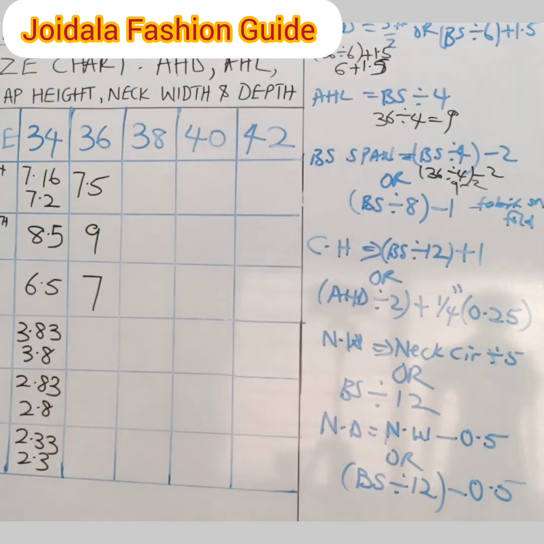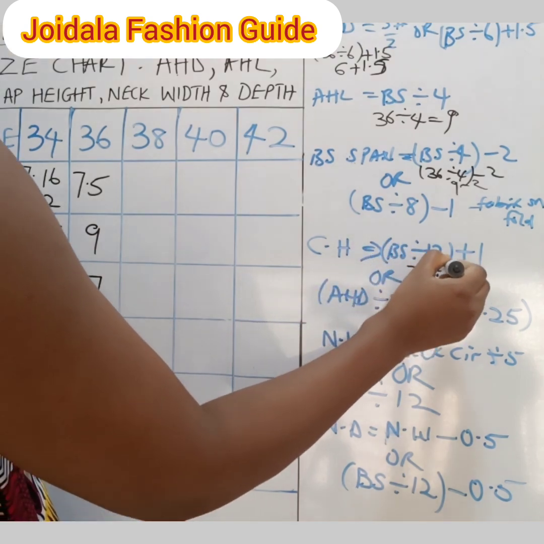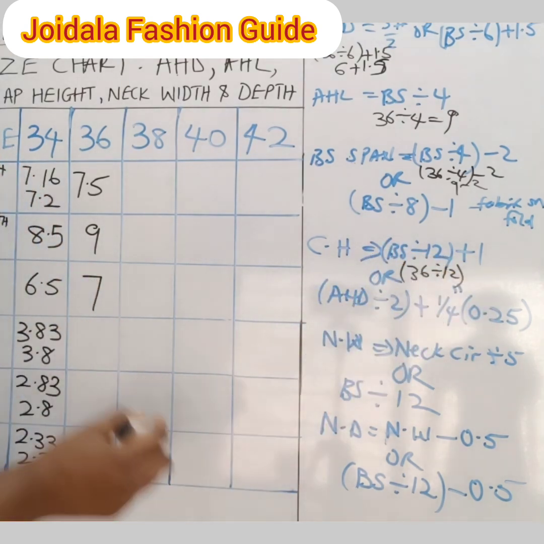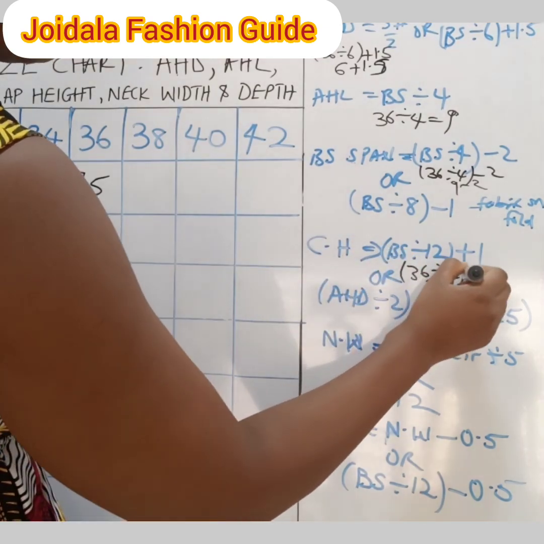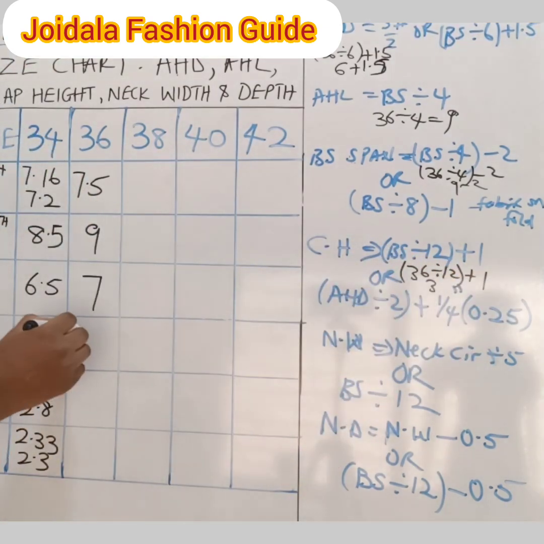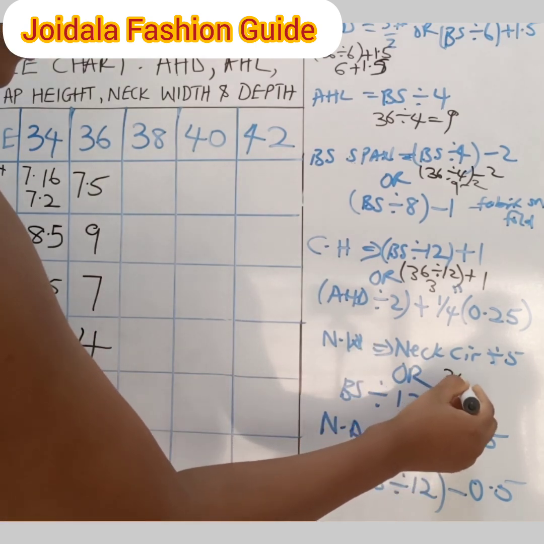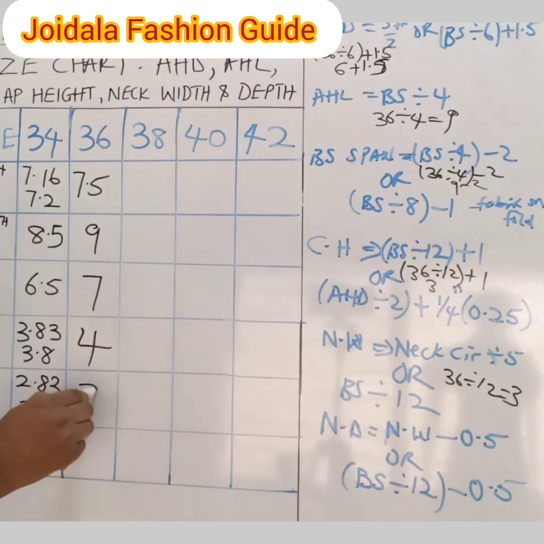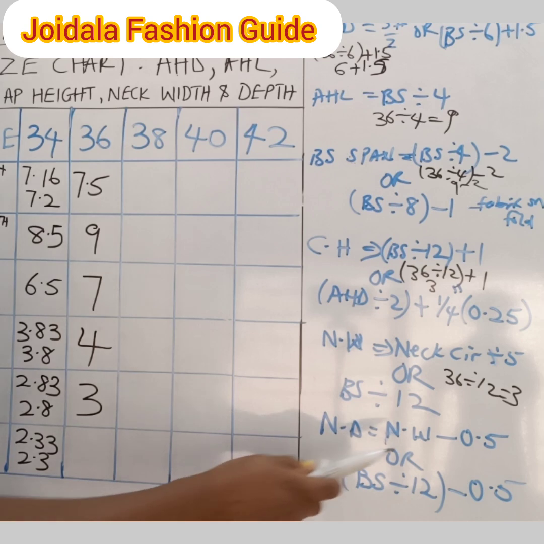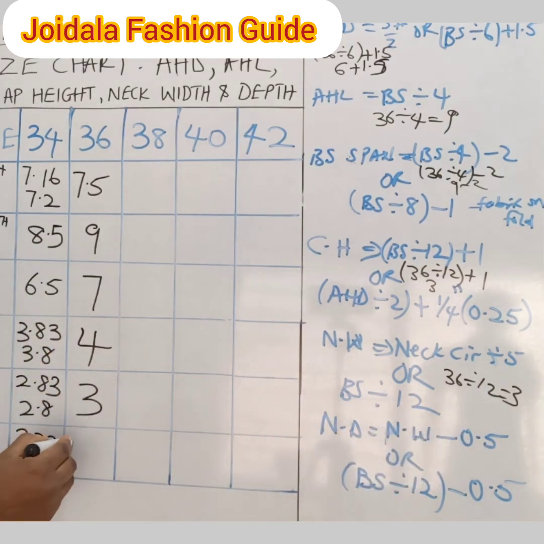And then for the cap height, that will be 36 divided by 12. If you divide 36 by 12, you are going to have 3, then plus 1, and that will give us 4. And then for the neck width, 36 divided by 12, that will give us 3. And then for neck depth, just subtract 0.5 from 3, and that will give us 2.5.